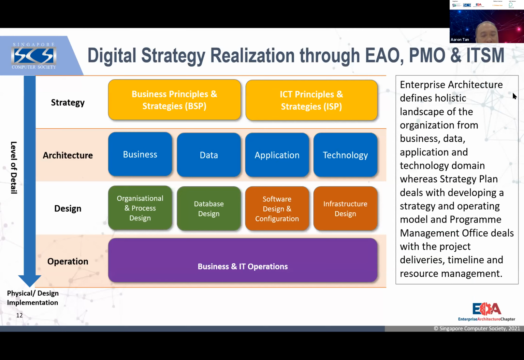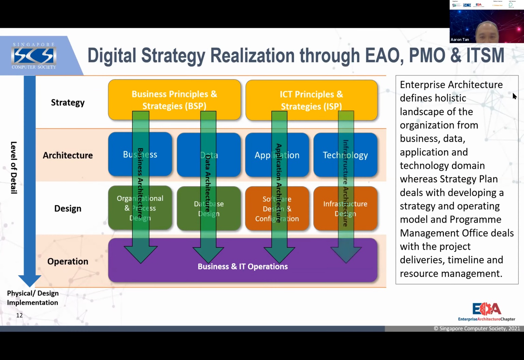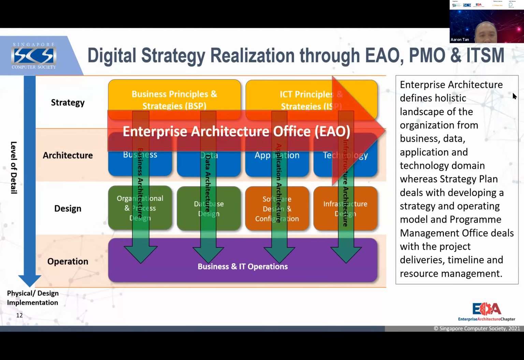And typically, that is how it works, if you put the layers on the strategy, architecture, design, and operation. Typically, an organization is defining the business architecture from the strategy all the way to the operation. Likewise, for the data architecture, application architecture, and infrastructure architecture. So the enterprise architecture is ensuring whatever we do in the business, data, application, and technology is fully aligned with how we can achieve and realize the strategy.